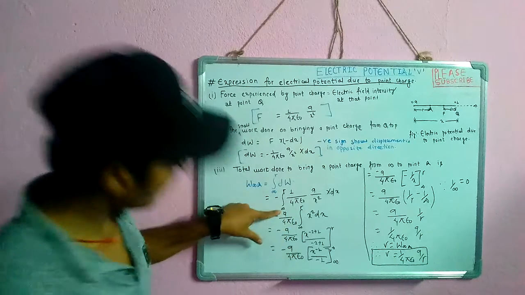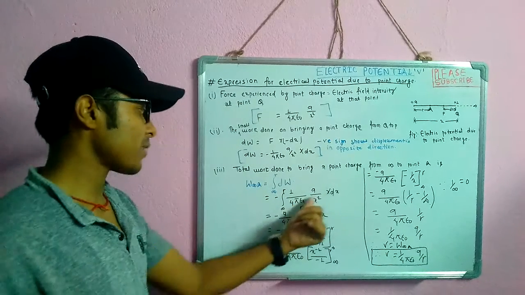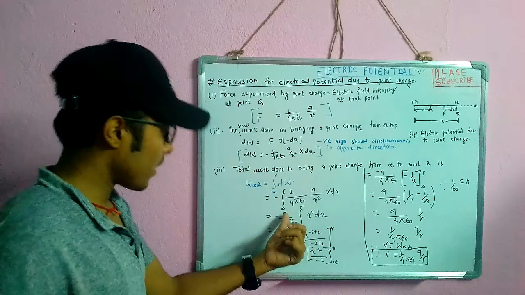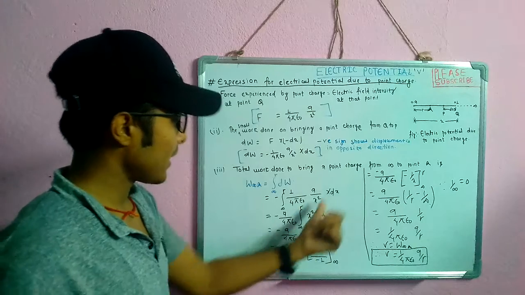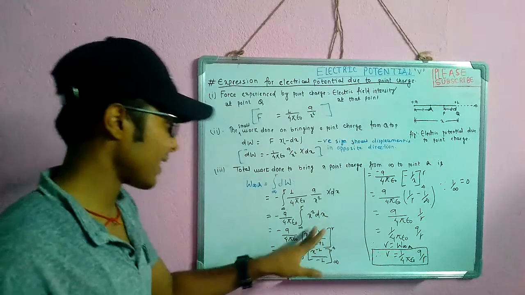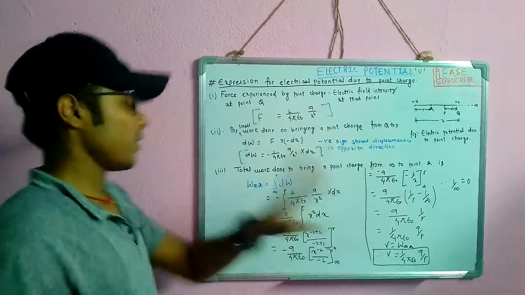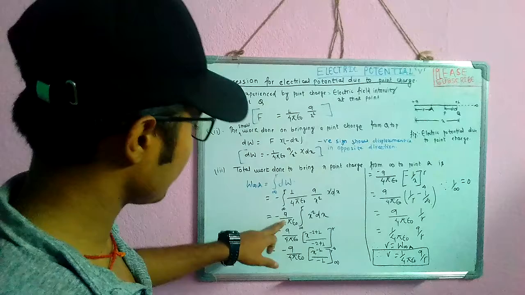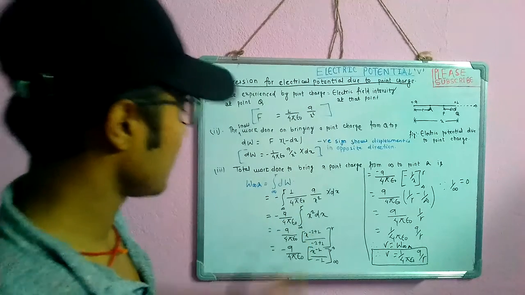Integrating the expression from infinity to r, q upon 4 pi epsilon naught is a constant term, that's why we are taking it out. Then q upon 4 pi epsilon naught, integration from infinity to r of 1 upon x square, which is x to the power minus 2, that's why I have written here x to the power minus 2 dx. And now just calculating this, after integration we get x.